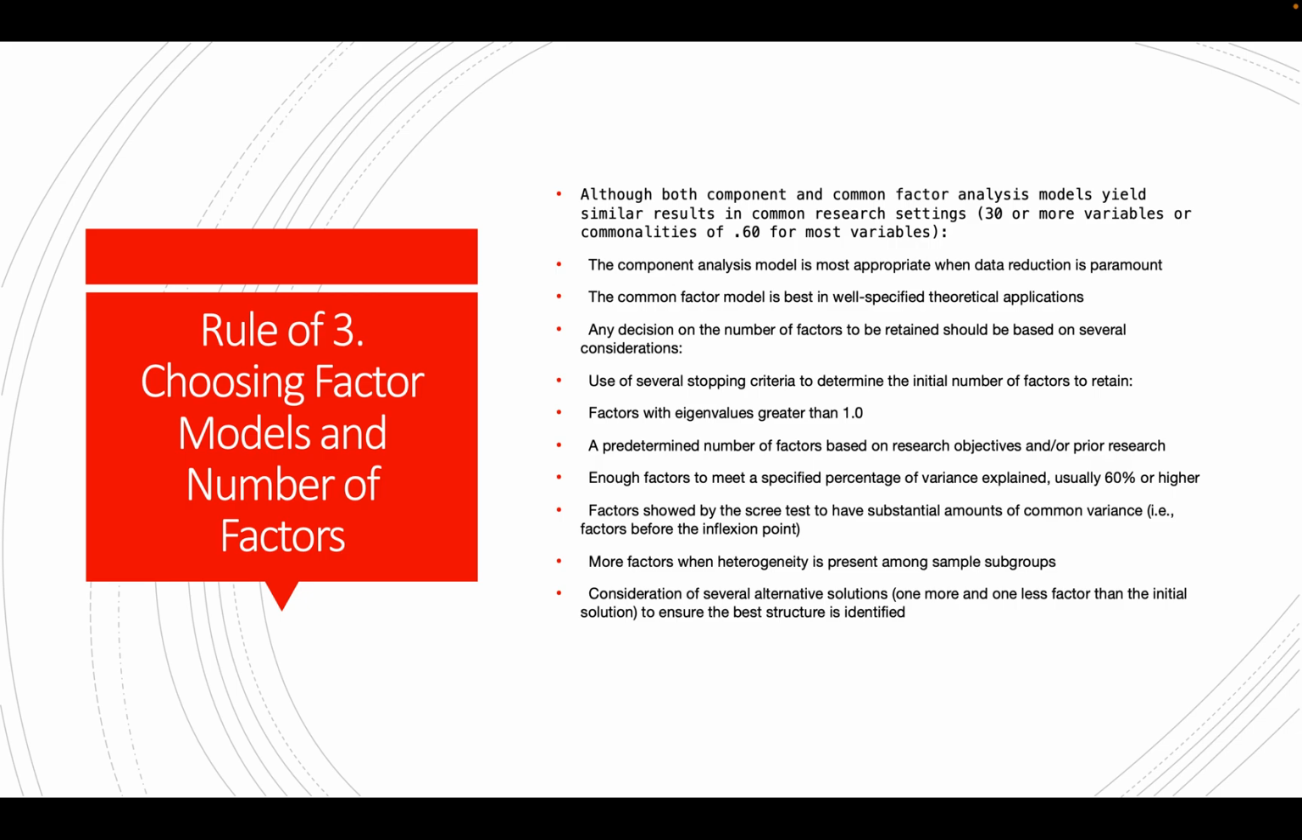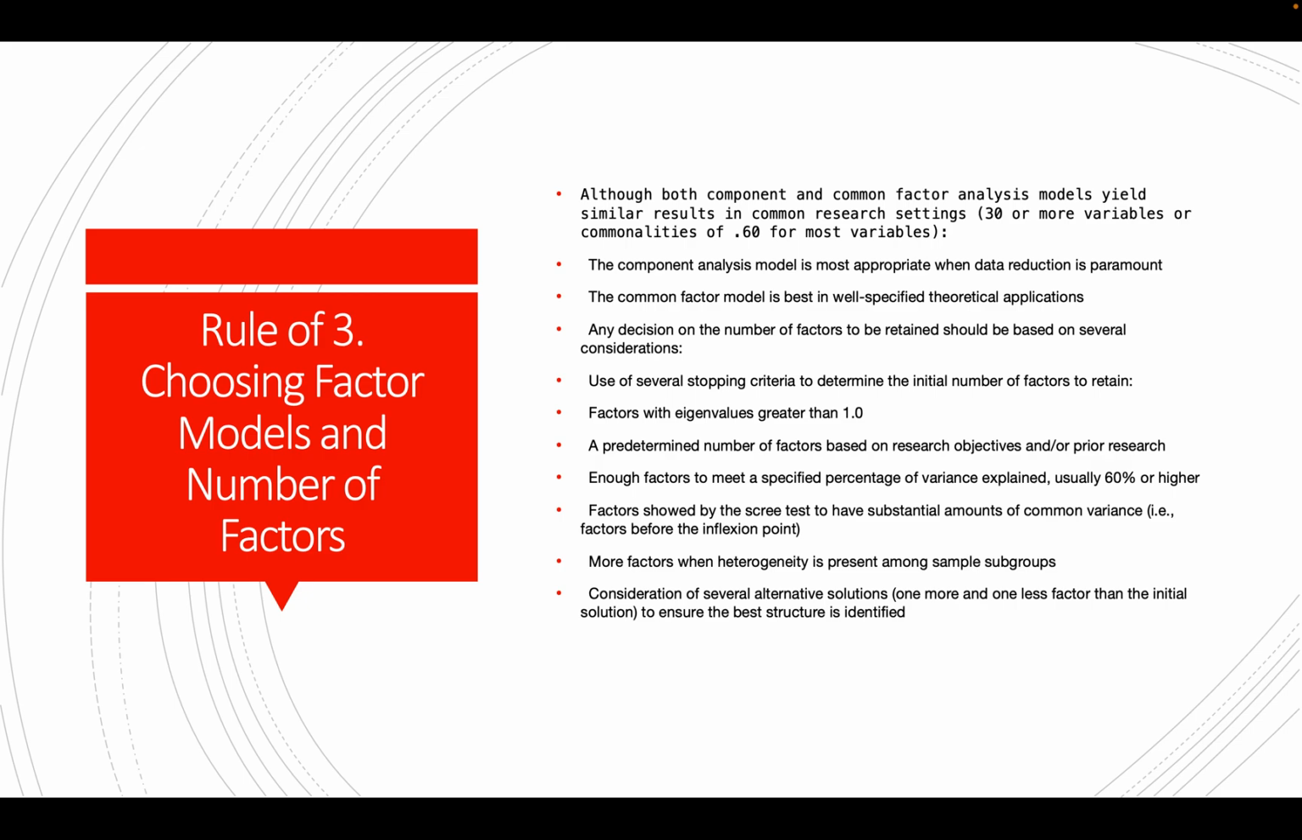Let's talk about Rule of Thumb 3, choosing the factor model and number of factors. Although both component and common factor analysis models yield similar results in common research settings, with 30 or more variables or communalities of 0.60 for most variables, the component analysis model is most appropriate when data reduction is paramount. The common factor model is best in well-specified theoretical applications. Any decision on the number of factors to be retained should be based on several considerations.